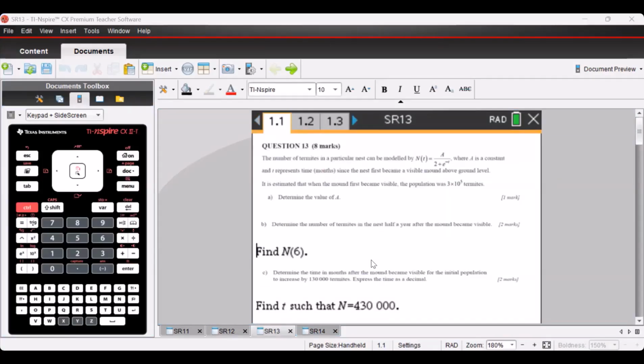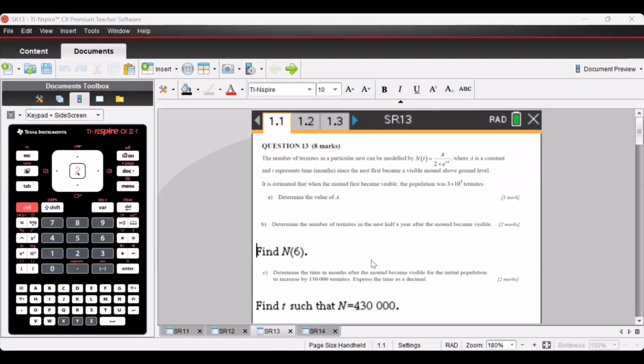Question 13 is a functions or applications of functions question. We're told that the number of termites in a particular nest can be modelled by that function there, n of t equals a on 2 plus e to the negative t, where a is a constant that we need to determine, and t represents the time in months since the nest first became a visible mound above ground level. In this model, it's estimated that when the mound first becomes visible, the number of termites was 3 times 10 to the power of 5, which is the same as 300,000.